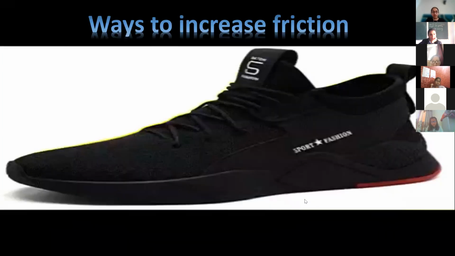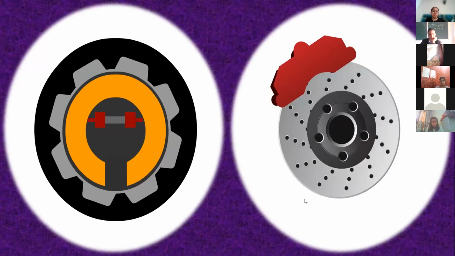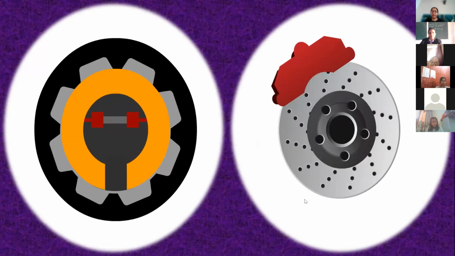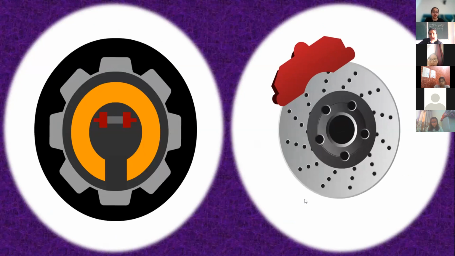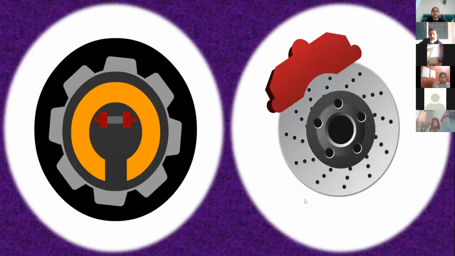Ways to increase friction. You must have seen the brake shoes in automobiles are used to increase friction. When the brakes are applied, the brake shoes arrest the motion of the rotating wheel or drum or disc due to friction. This stops the wheel.